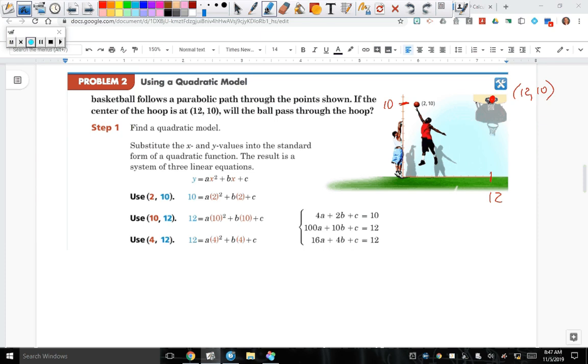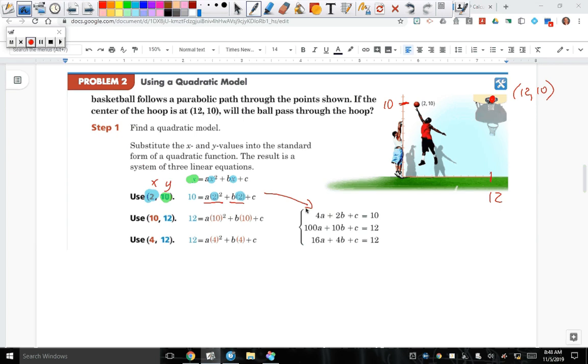So notice the technique, the strategy. You're putting 2 in for x, which is why you have this here and here. And you're going to put 10 in for y, because this is a point called xy that is on the parabola. Okay? We get 4a, 2b plus c, that's my first equation, is equal to 10.